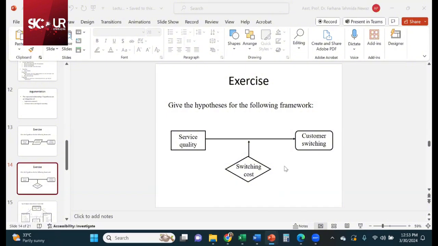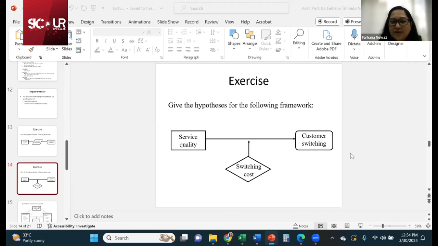Can I try again? Yes, try. Hypothesis number one, higher service quality leads to lower customer switching rates. The first one is okay. Then go for the second one. Higher switching costs lead to lower customer switching rates. Who is saying that? Hilmi. Switching cost is not affecting customer switching. It's affecting the relationship of these two variables. Okay, I understand. So Hilmi is right.